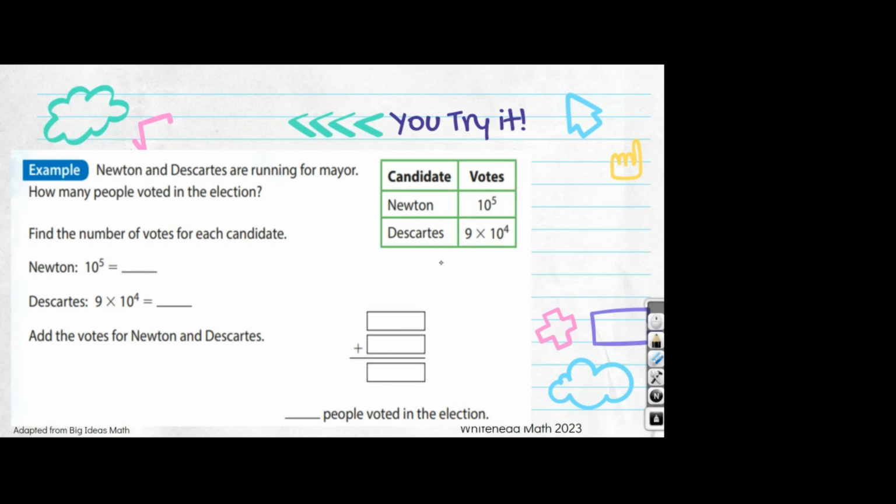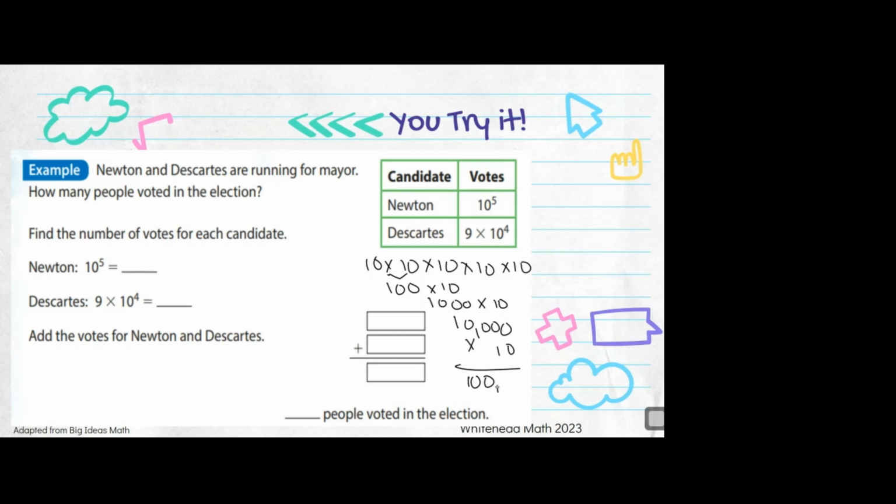10^5, that is 10 × 10 × 10 × 10 × 10. So 10 × 10 = 100. 100 × 10 = 1,000. 1,000 × 10 = 10,000. And 10,000 × 10 = 100,000. Wow, that's a lot of people.